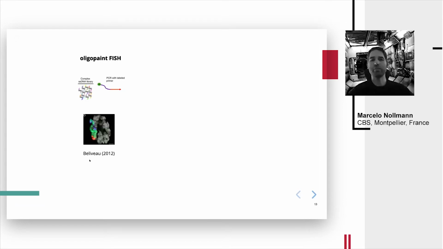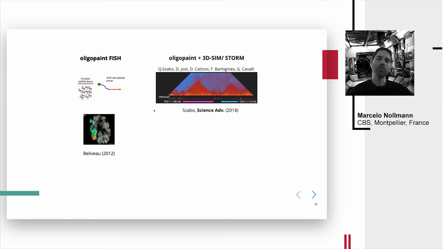They were developed by Brian Beliveau at the lab of Ting Wu at Harvard about 10 years ago. And so in our first experiment, this was a collaboration with the lab of Giacomo Cavalli, and these are experiments performed by Quentin Szabo, a PhD student in his lab. What Quentin did was to produce an Oligopaint library that targets specifically this TAD number 1, that you see here in pink, and a second library that targets TAD number 2, that you see there on the right-hand side.